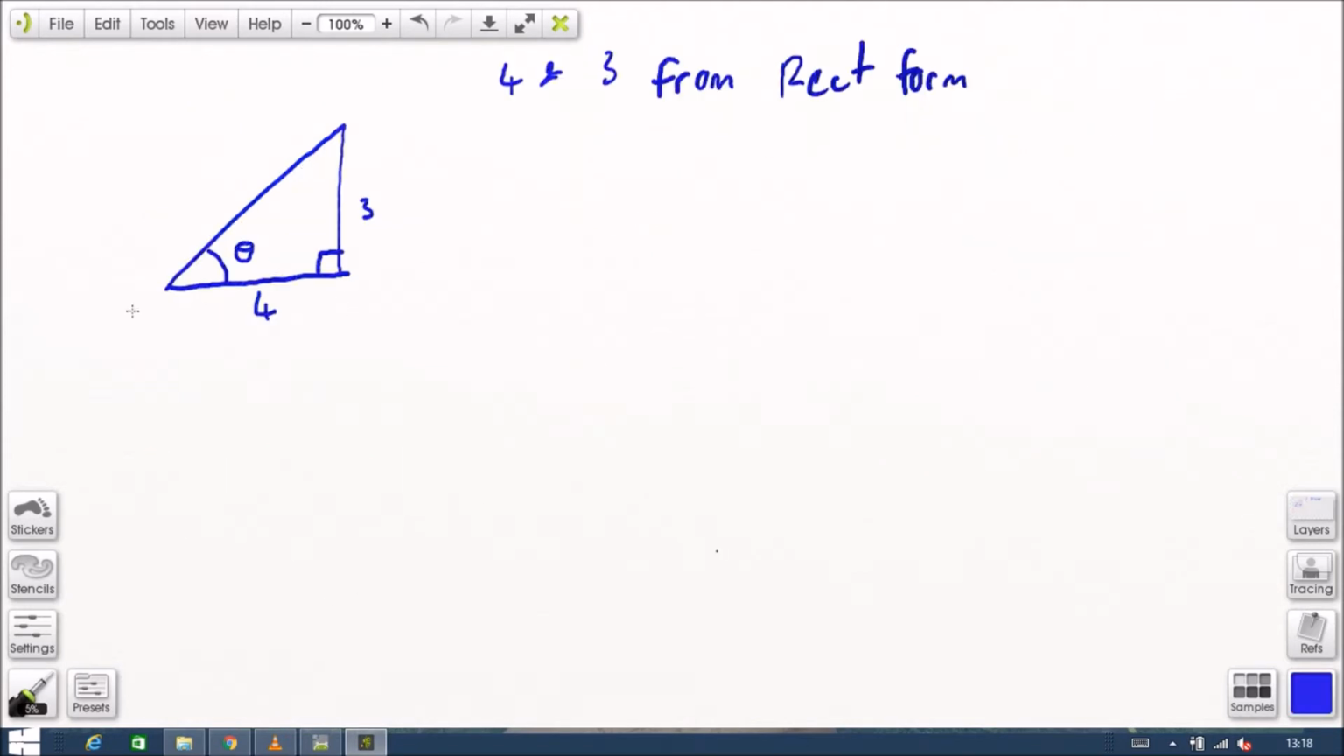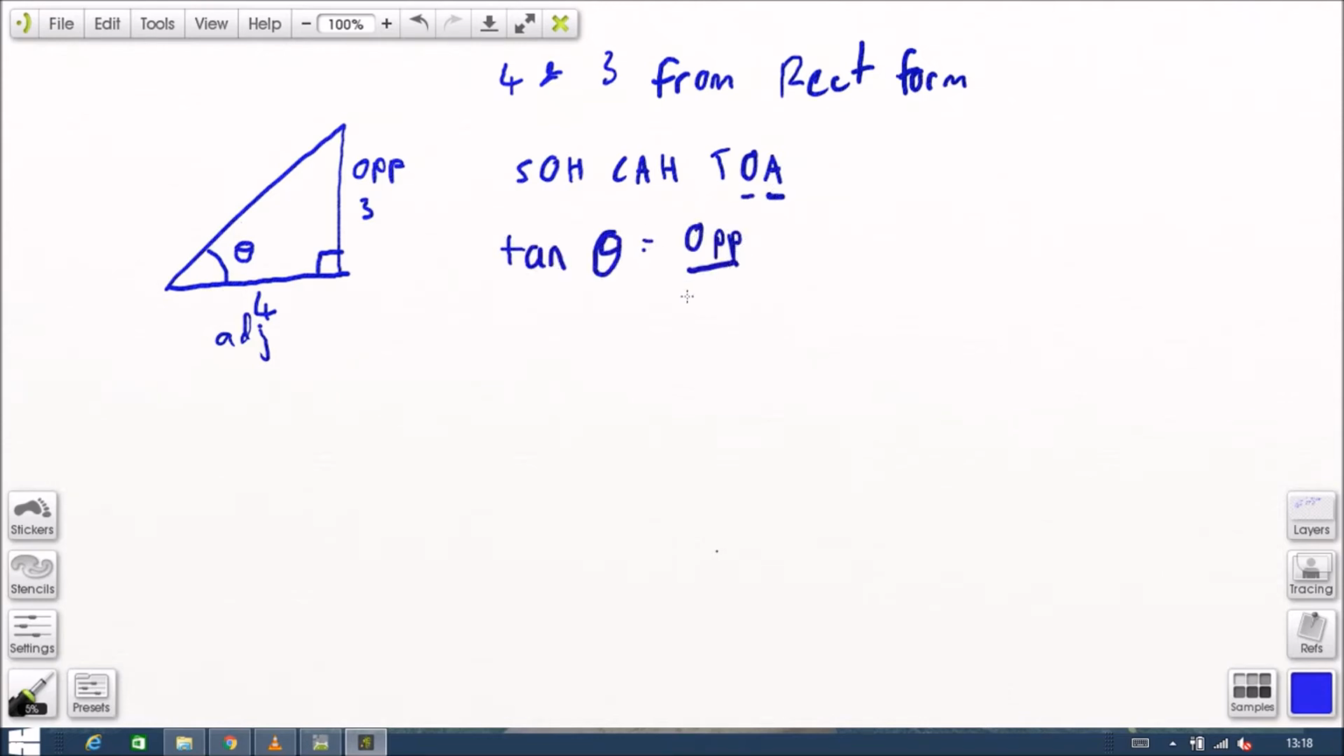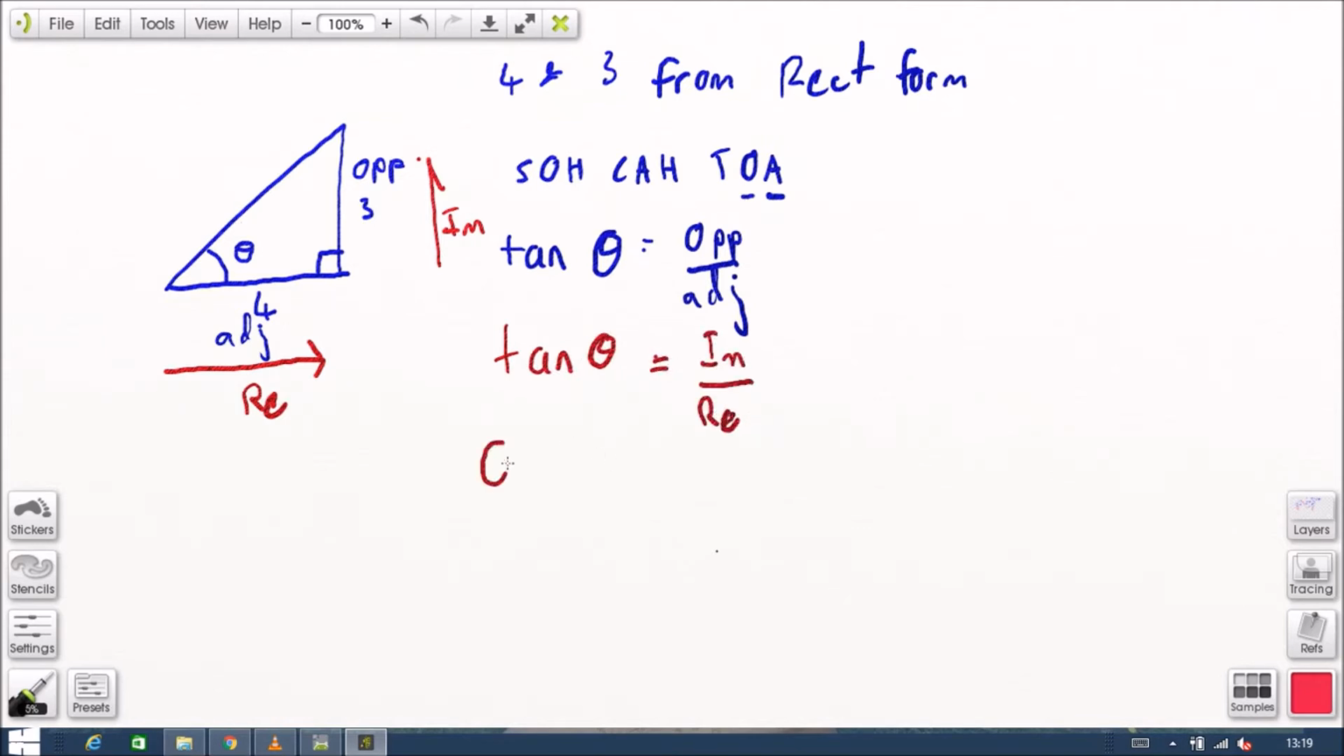So coming back to this, if we draw this as a right angle triangle again, and we label the sides opposite and adjacent to the two sides we have, just remembering SOHCAHTOA, we're looking at the opposite and adjacent, so we'll be dealing with tan. So tan of the angle is going to equal the opposite over the adjacent. So the opposite will be the imaginary part, it will always be the imaginary part, and the adjacent will be the real part.